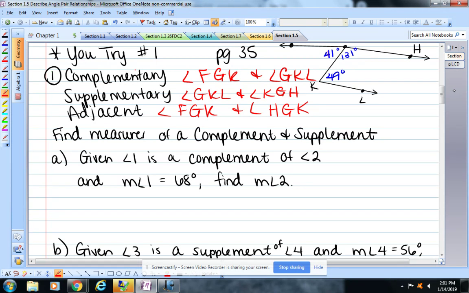And if angle 1 is 68 degrees, how are we going to find the measure of angle 2? We're going to say the measure of angle 2 is going to be 90 degrees minus 68 degrees, which is how many degrees? 22 degrees. Easy. So just look for those clue words, complement and supplement. If it says complement, you say 90 minus. If it says supplement, you say 180 minus. Okay?